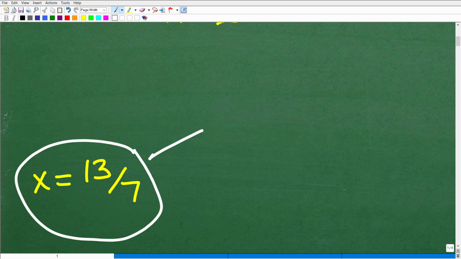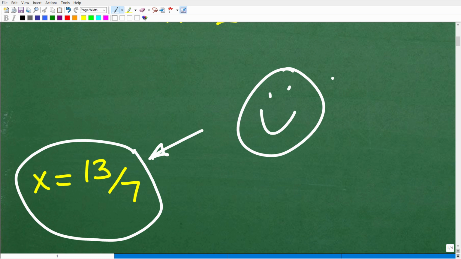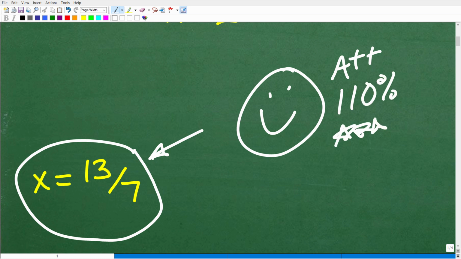Now, if you were able to solve this problem, in my book that's pretty impressive. As a matter of fact, I'm going to give you a nice little happy face and an A++. I'm actually going to give you more than 100%. I'll give you like 110% and multiple stars.